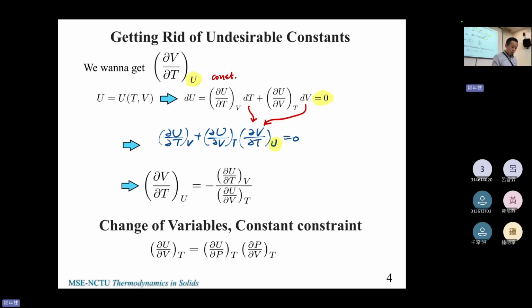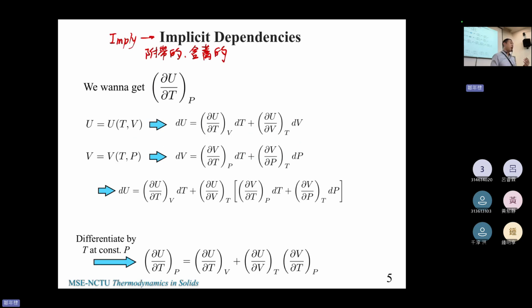Okay, or we found how to get rid of undesirable constants and also change variables by using calculus. And also last time we talked about how to find the implicit dependencies. Well, dependence means a relationship. Okay, so last time we stopped here, so let's continue.